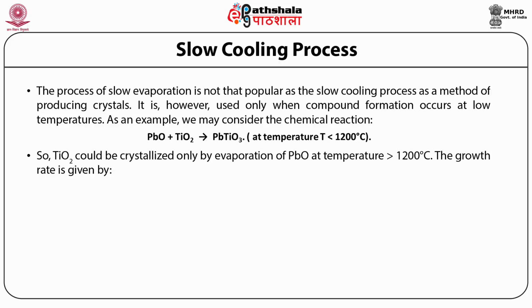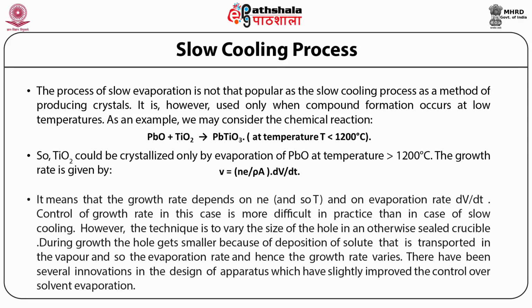The growth rate is given by V = (NE/ρA)(dV/dt). It means that the growth rate depends on NE and so obviously on temperature T, and on evaporation rate dV/dt. Control of growth rate in this case is more difficult in practice than in case of slow cooling.